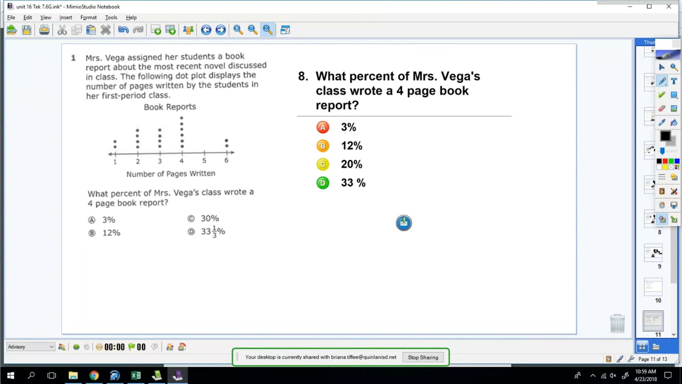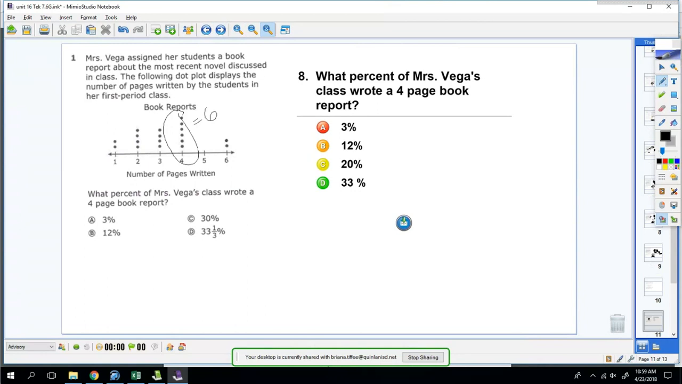On the back of number 1, it says, Miss V assigned her students a book report about the most recent novel discussed in class. The following dot plot displays the number of pages written by the students in her first period class. What percent of Miss V's class wrote a 4-page book report? We're looking at these kids who wrote a 4-page book report. There's 6 of them. But the one thing we don't know is how many kids are actually in her class.